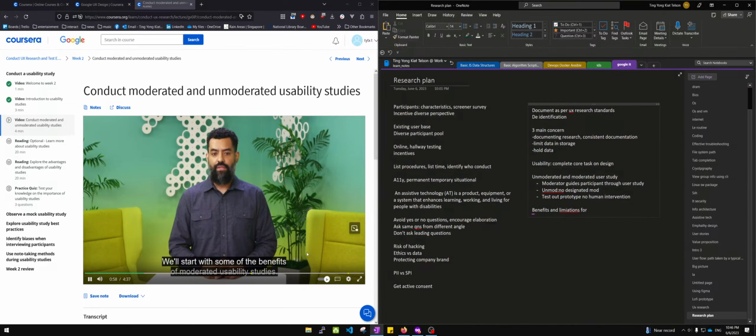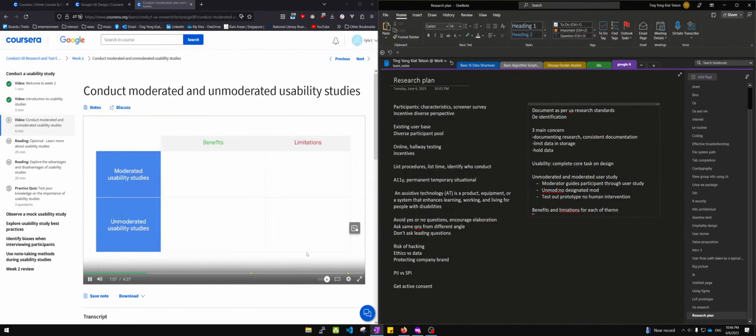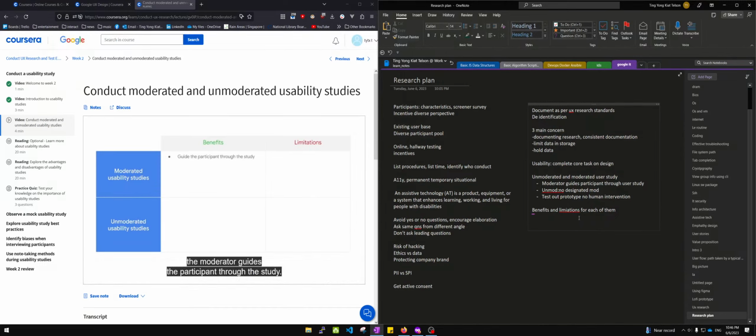We'll start with some of the benefits of moderated usability studies. First, in moderated usability studies, the moderator guides the participant through the study. For example, the moderator might show the participant where to click and ask them about their experience when taking that action. This is beneficial because participants take the exact actions you want to get feedback about. Second, moderated studies allow the moderator to ask specific questions and follow up in real time to learn more. Similarly, the moderator can rephrase a question that a participant is not understanding. This is beneficial because it allows you to collect more information that you can act on to improve your design.